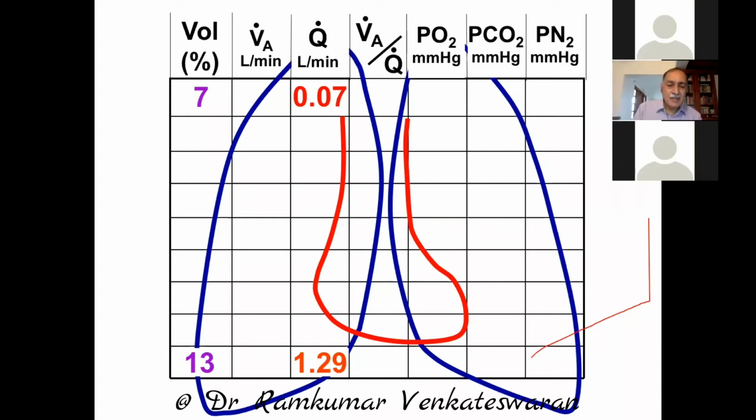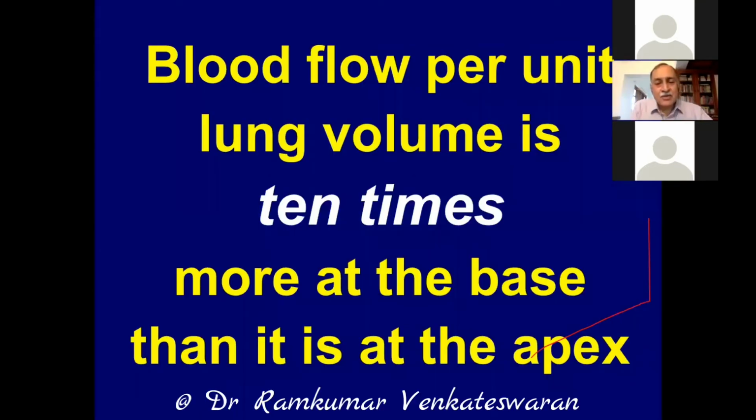A similar math at the bottom, assuming that this is 1.30 instead of 1.29, a simplification, you will get 1.30 divided by 13, which gives us a value of 0.1. So it's 0.01 liter per minute per percent of lung tissue at the top of the lung, and 0.1, exactly 10 times that much, liter per minute per percent of lung tissue at the bottom of the lung. So this is entirely because of gravity.